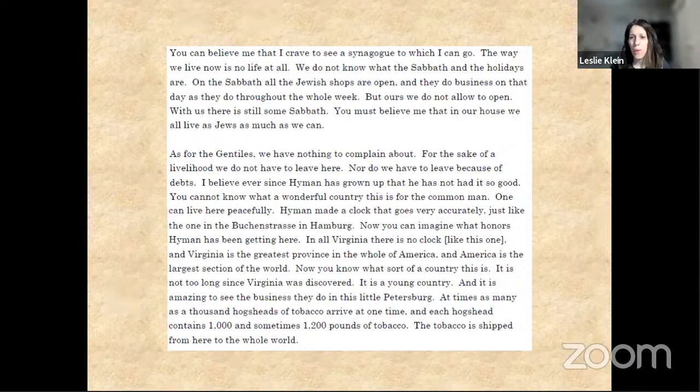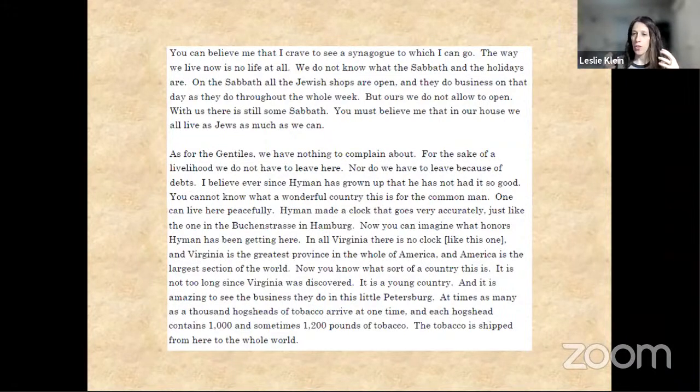Ever since Hyman has grown up, he has not had it so good. You cannot know what a wonderful country this is for the common man. One can live here peacefully. No one's bothering them. And then she goes on to talk about how her husband is a clockmaker and a silver maker. And that's totally cool. He can do both of those.